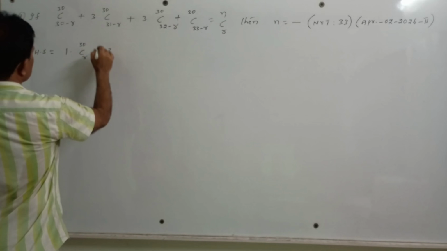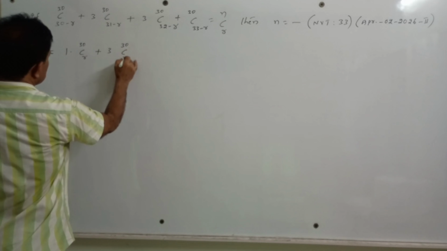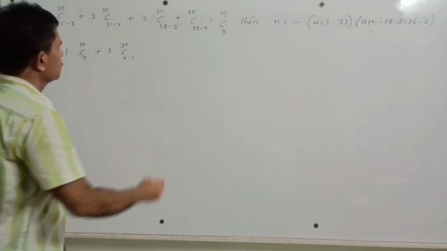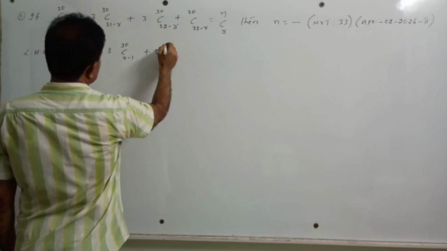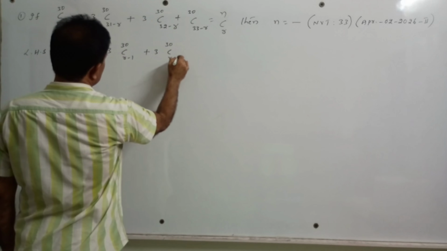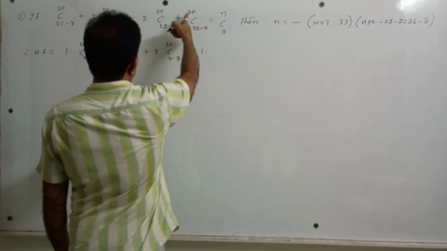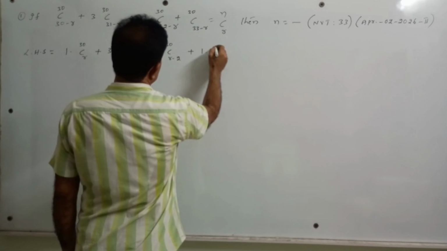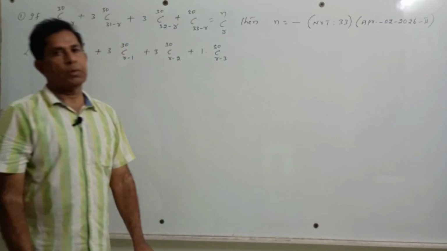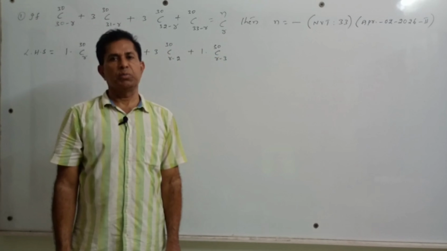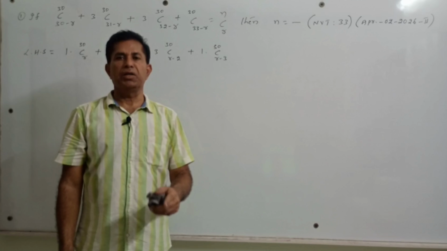Next, coefficient 3 I am writing the same. 30C(31−r) can be written as 30C(r−1). Again this 3 is also written the same. 30C(32−r) can be written as 30C(r−2). Last I am writing 1 into 30C(33−r), which can be written as 30C(r−3). So each binomial coefficient is modified with the help of the formula nCr is equal to nC(n−r).